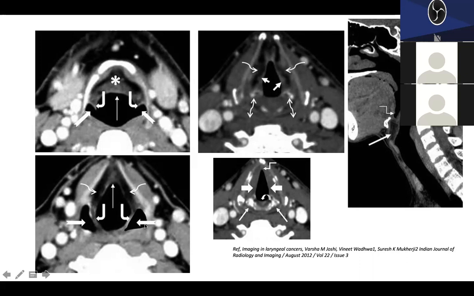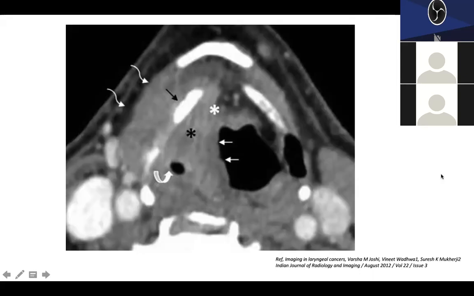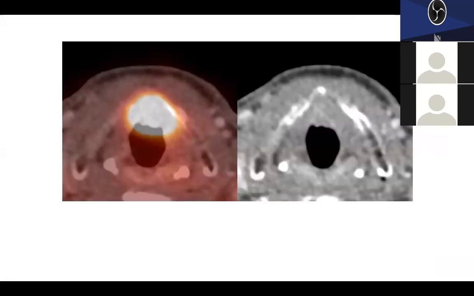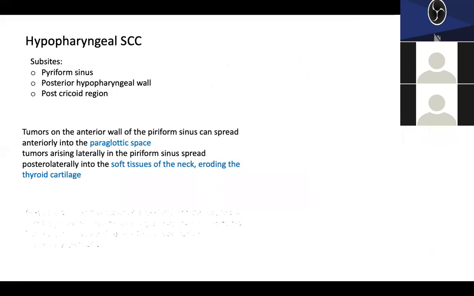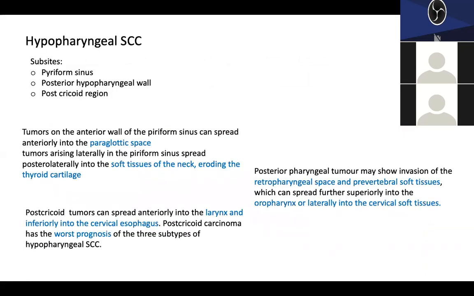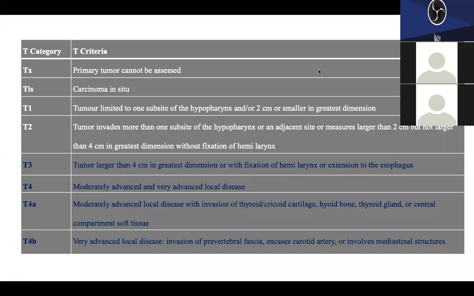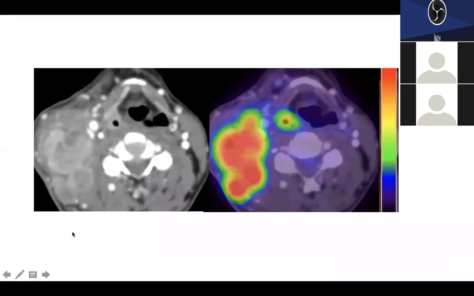From the post-cricoid region it can easily spread into the cervical esophagus. But it has the worst prognosis of the bunch. Okay. So now this is the staging. This is not much different. We are more interested in T3 to T4 stages.